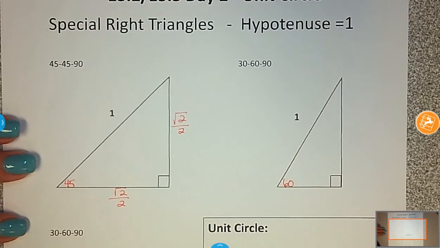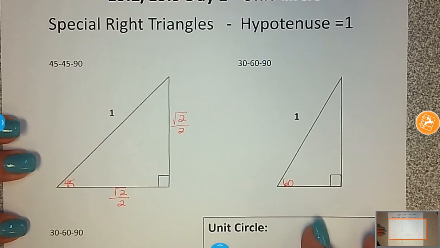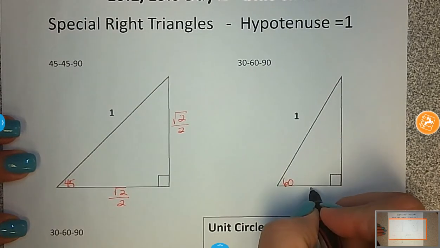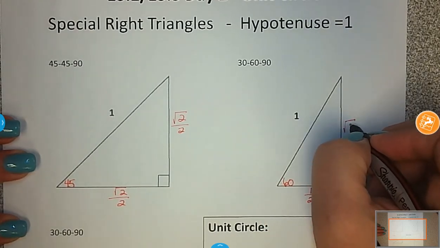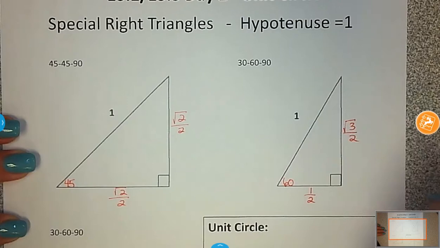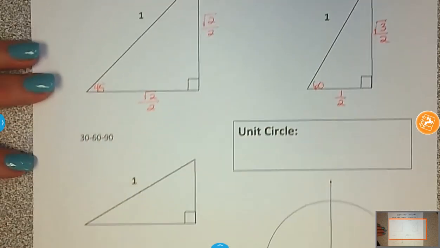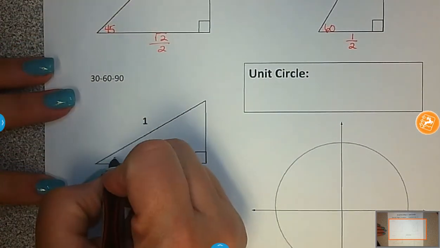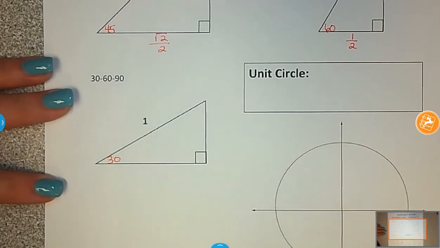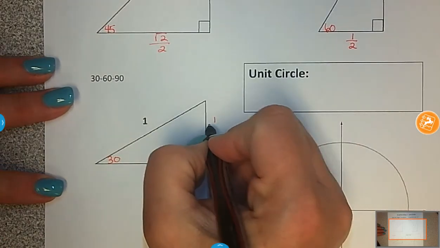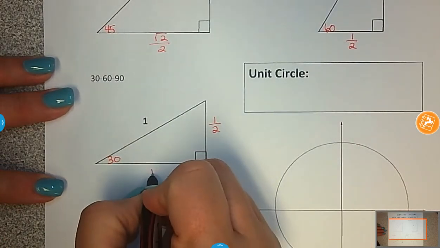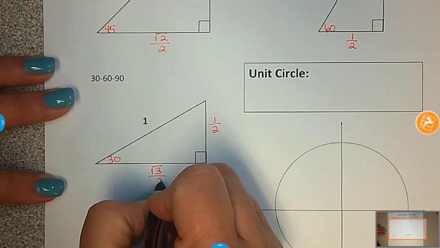This one on the right is a 30, 60, 90. My hypotenuse is still 1. This leg, the short one, is going to be 1/2. The long leg is square root of 3 over 2. And one more time, this is another 30, 60, 90. Here's my 30-degree angle. The hypotenuse is 1. The short leg is 1/2. The long leg is square root of 3 over 2.